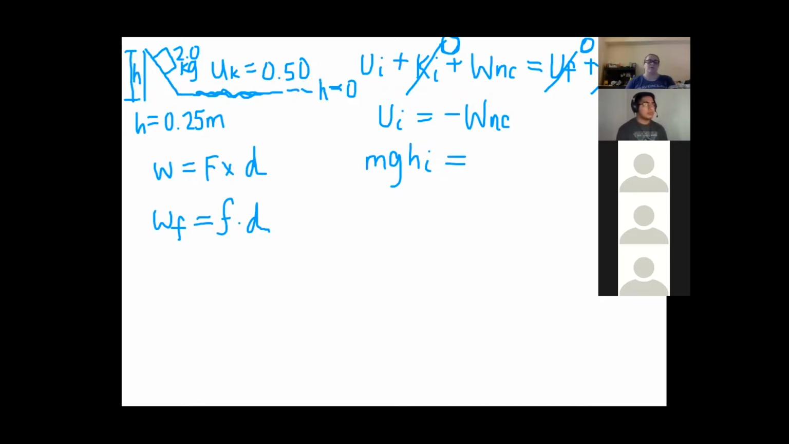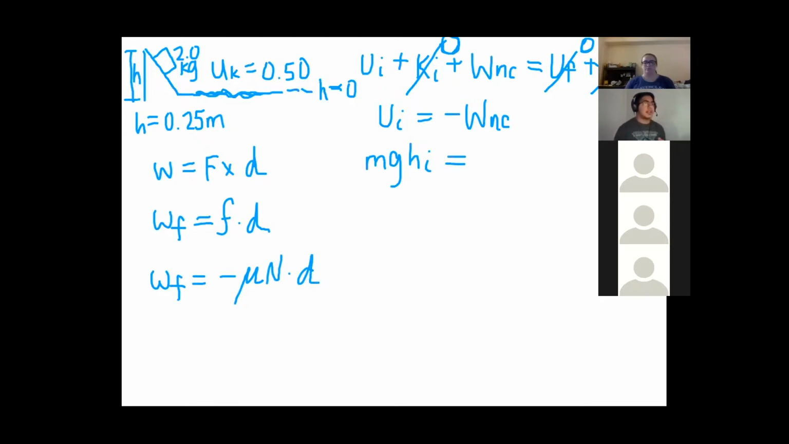What is our equation for friction, Bhavdeep? The equation for friction would be the negative of the coefficient of friction times the normal force. Right, so our coefficient of friction times our normal force times distance. And why do we know that it's negative?